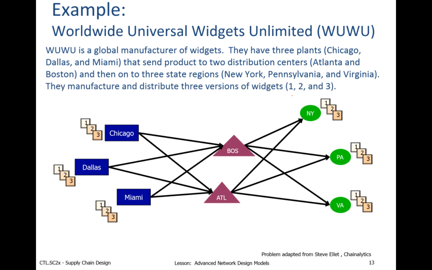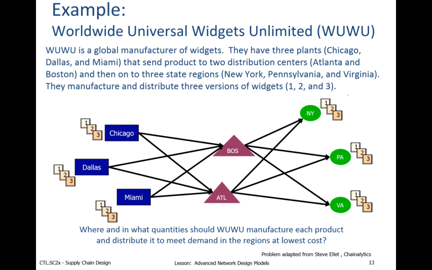Each of the plants manufactures 3 different versions of the widgets that we call versions 1, 2, and 3. And each of the regions in the demand, they will demand different quantities of each of these. So you can see that this makes it a little more complicated, thus multi-commodity flow.